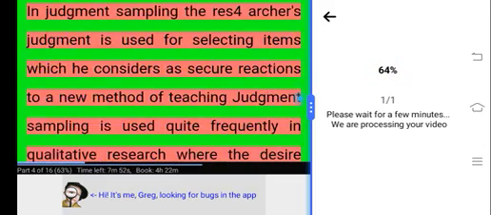Judgment sampling. In judgment sampling, the researcher's judgment is used for selecting items which he considers as secure reactions to a new method of teaching. Judgment sampling is used quite frequently in qualitative research where the desire happens to be to develop hypotheses rather than to generalize to a larger population.